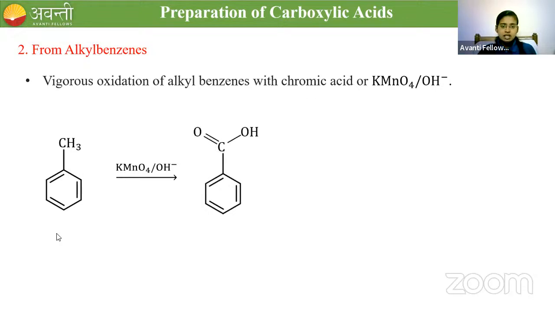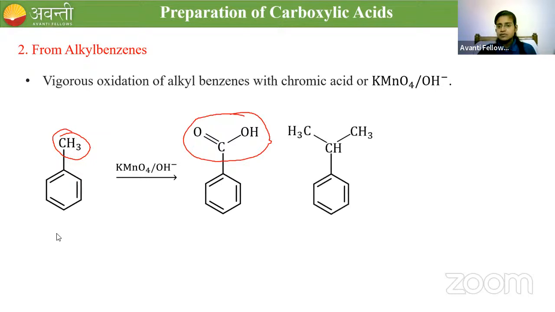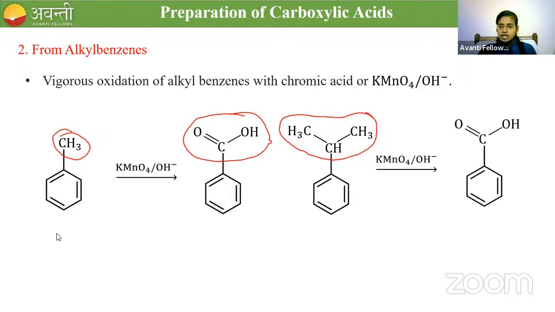So what is happening here? The alkyl group is getting converted to acid, COOH. So instead of this methyl benzene, if I take isopropyl benzene, this group is called isopropyl. So isopropyl benzene on oxidation will also give carboxylic acid. It is also getting converted to COOH. This group is a methyl group, and the CH is attached to this ring, so it is called a secondary alkyl group.